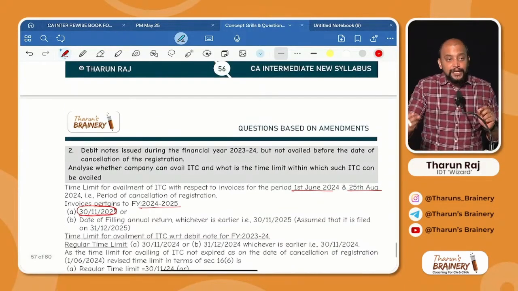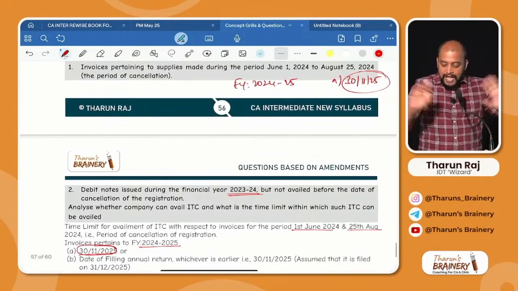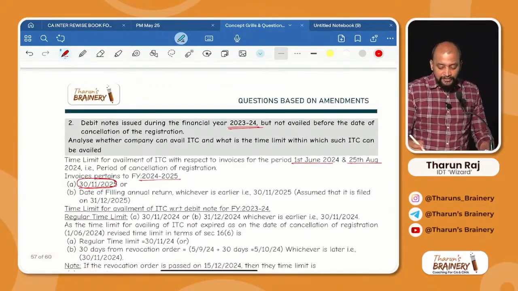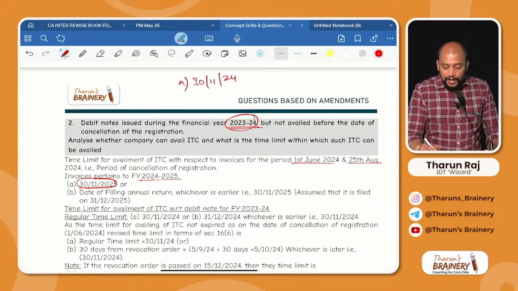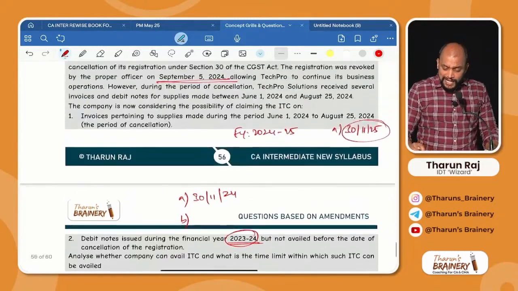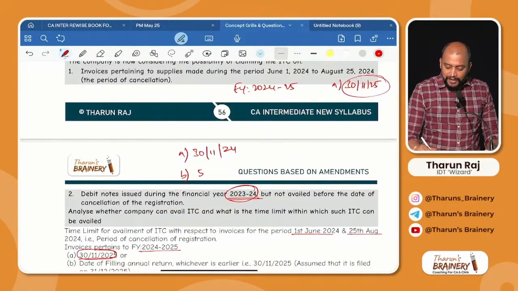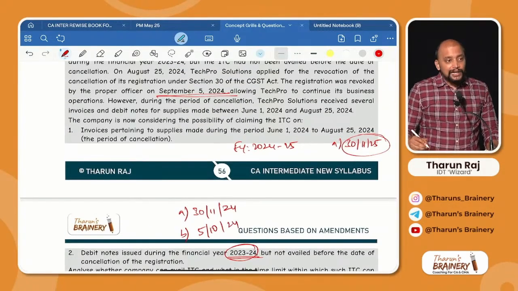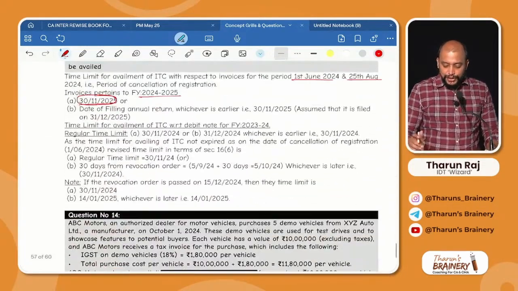Second, debit notes issued during the financial year 23-24, but not availed before the date of cancellation of registration. Now tell me for financial year 23-24: A, 30th November 2024, or B, 30 days from September 5. What is 30 days from September 5? 5th October 2024, correct? Whichever is later, still it is 30/11/2024 only.